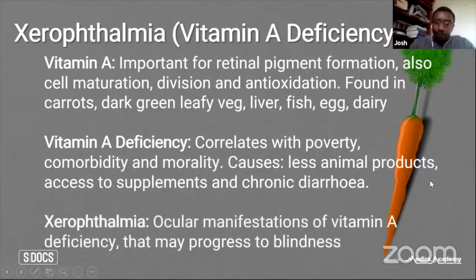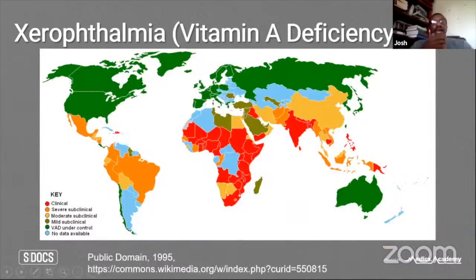But we're looking at xerophthalmia here, the ocular manifestation of vitamin A deficiency that may progress to blindness. Here is a map again of how xerophthalmia is spread throughout the world. You can see in red, those are areas where it's classed as clinical, in orange, severely subclinical, and in yellow, moderately subclinical. The areas where it's clinical include lots of sub-Saharan African countries, Yemen, some of the South Asian countries, and some countries in Southeast Asia as well. So really big spread.